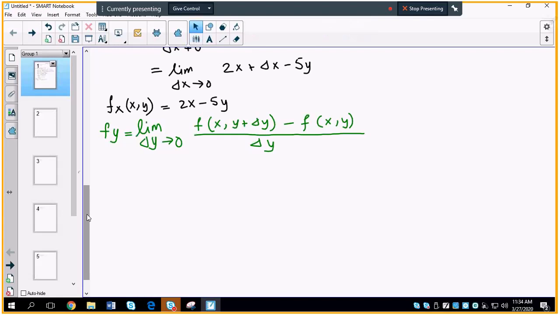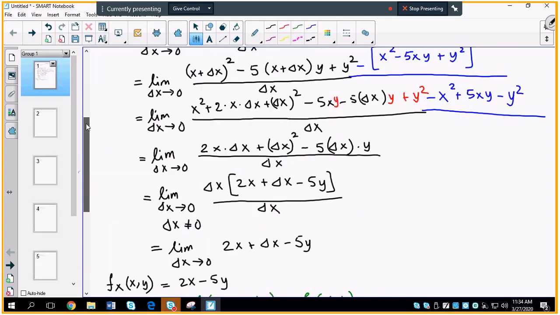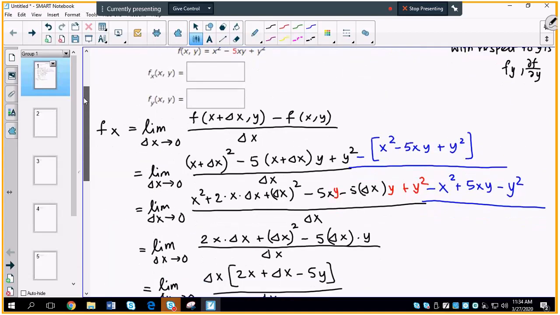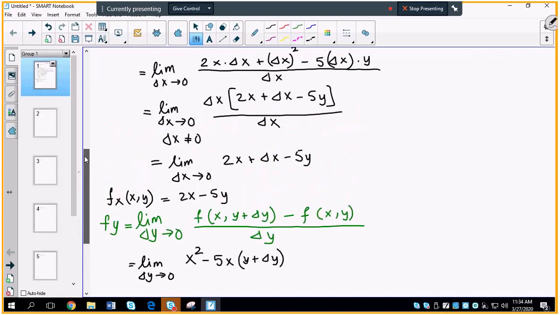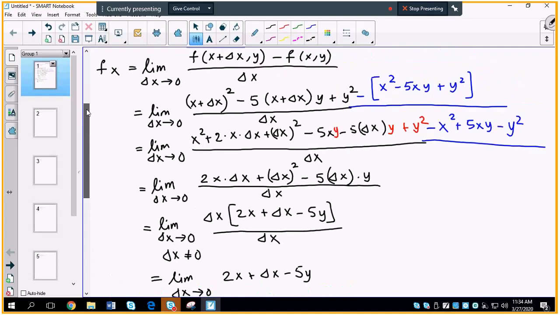And then you recall your function and start inputting values. So the function was x squared minus 5xy plus y squared. So I'm going to go ahead and write limit delta y goes to 0. X squared, since my x is not changed, I'm just going to say x squared. Then I have minus 5xy, so I will get minus 5x not changed, but y will be y plus delta y. And then at the end, if you recall, you had the y squared term, so that is going to be included here as well.